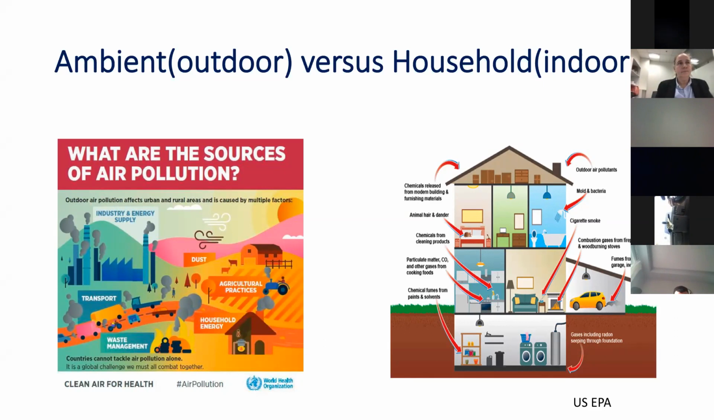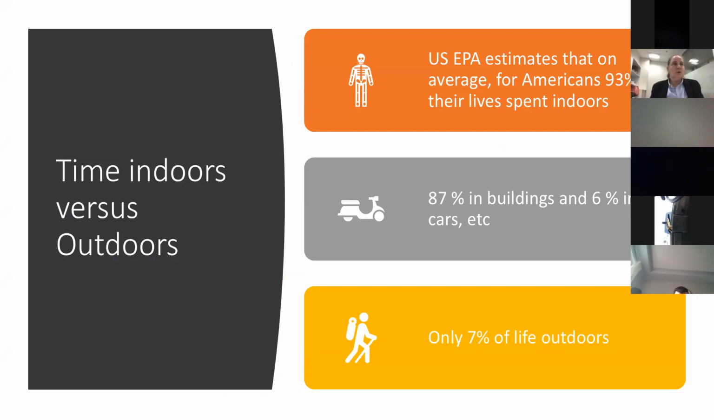Just interestingly, to think about our exposure to air pollution over our lifetimes, it depends on how much time we spend indoors versus outdoors. The US Environmental Protection Authority estimates that on average, Americans spend 93% of their lives indoors. 87% of that is spent in buildings, work and home, and 6% in vehicles. Only 7% of life is spent outdoors. So although a lot of the air pollution literature has focused on ambient or outdoor air pollution, it may be that indoor air pollution may be more important for many of the long-term outcomes.